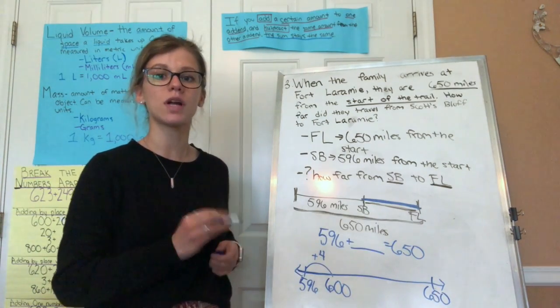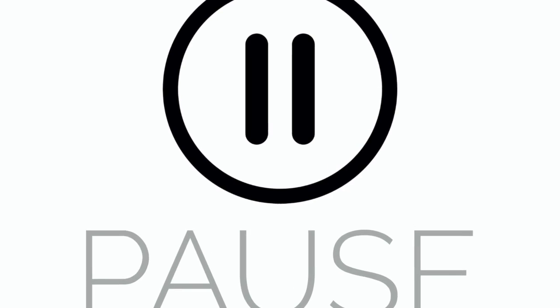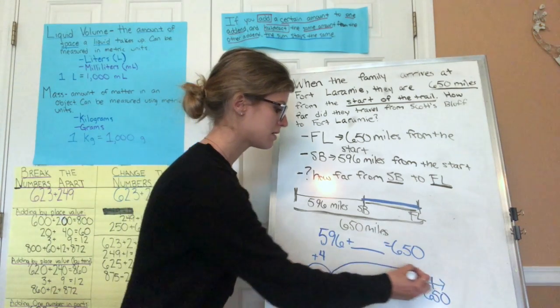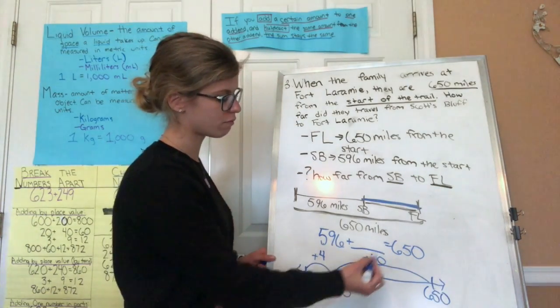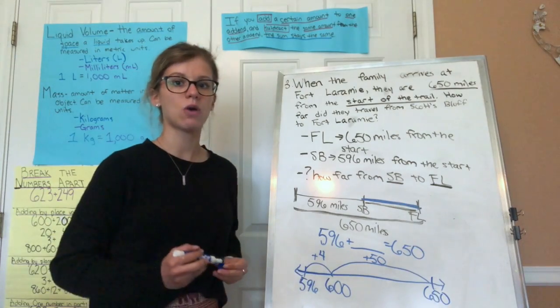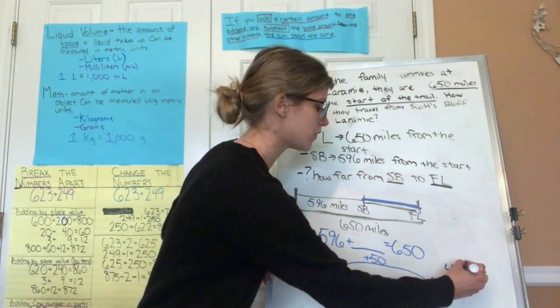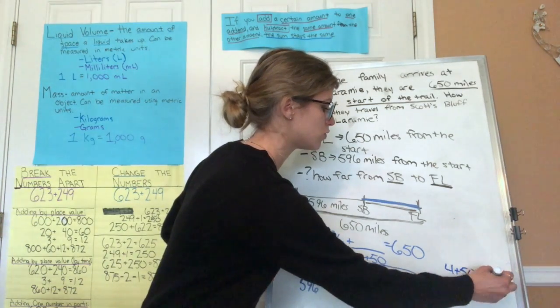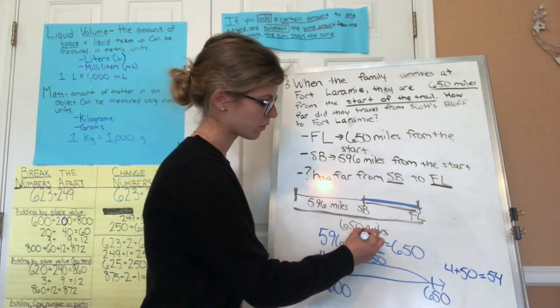Pause me and think about what I need to add now. I need to add 50 more because I know 600 plus 50 equals 650. So my equation now is 4 plus 50, which is equal to 54. So I'm going to write 54 here.